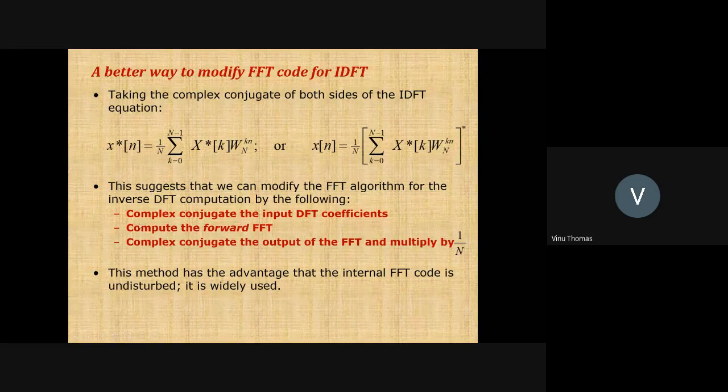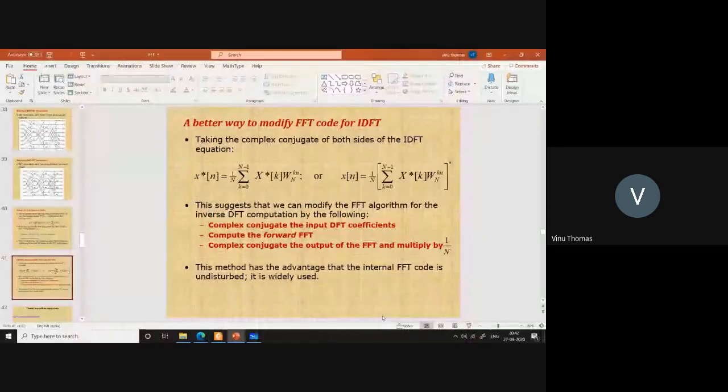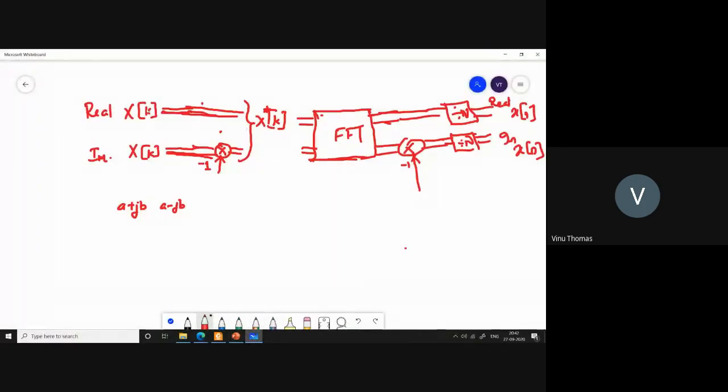Which means you are basically using the same hardware or the same subroutine for FFT. Then complex conjugate the output of the FFT, which means that you have to multiply the imaginary part by -1, that is change the sign, and then multiply by 1 by n or divide by n. So that is what is shown in this structure. So pardon my drawing. This is real part of x of k, imaginary part of x of k, multiply by -1 here. So this becomes x star of k. Give this to your FFT processor, conjugate the output by multiplying this by -1, and then divide by n. So that gives you real part of x of n. This is the imaginary part of x of n.